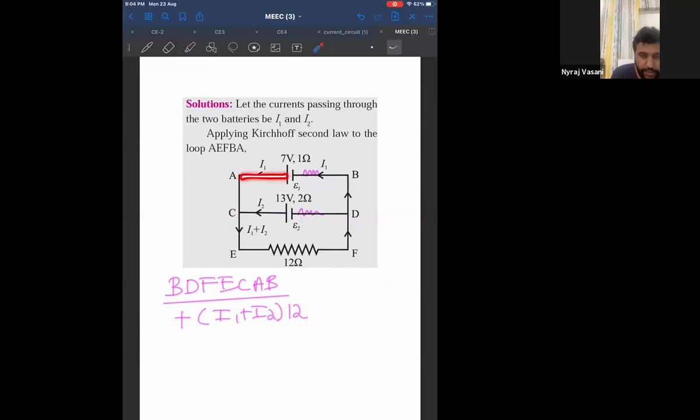Now, A to B, first I encounter the positive terminal, therefore my answer will be -7 because I encountered the positive terminal. Then can I say I am going against the direction of current in this branch? I am going against the direction of current in this branch because the direction of current is like this. I am going like this. Therefore, my answer will be positive current into resistance. Resistance is 1 and current is I1, equal to 0. Now, this is the equation in the loop B, F, E, A, B.